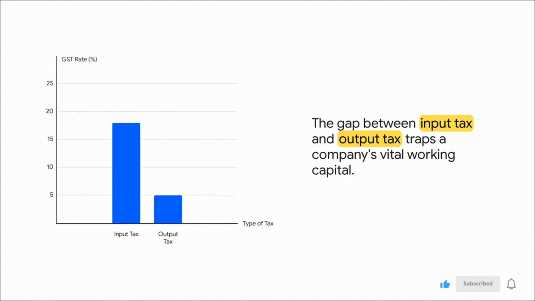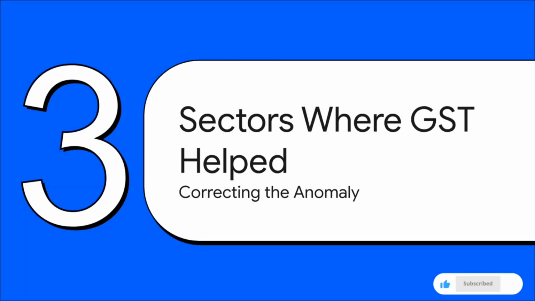This chart shows the problem perfectly. Just look at those numbers. You're paying an 18% tax on your supplies, but you can only collect 5% tax on what you sell. That massive gap between the two, that's where a company's money, its vital working capital, gets trapped in the system. It's just stuck. All right, enough of the problem. Let's talk about the good news. Because the GST reform actually did a great job of targeting and fixing this inversion in some really important sectors. Let's see where things went right.